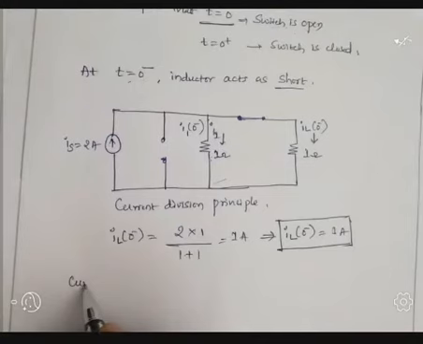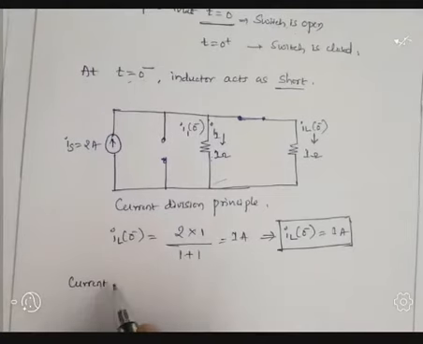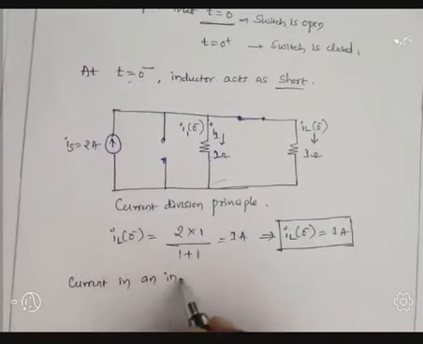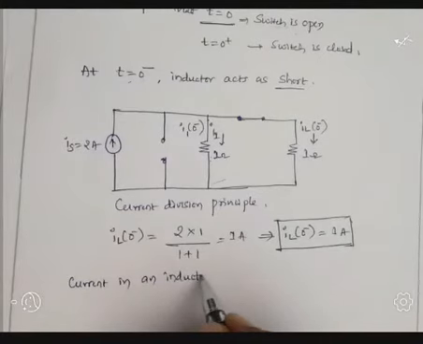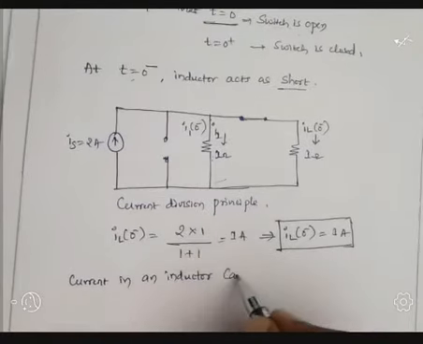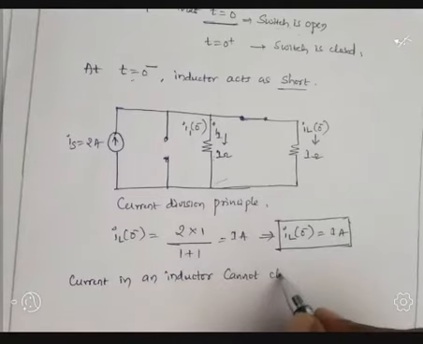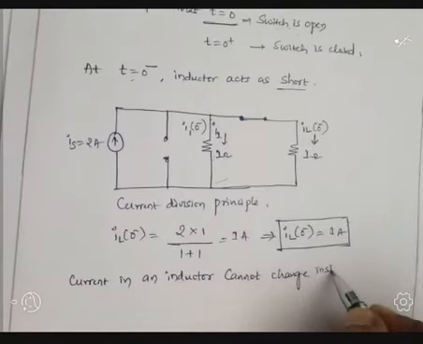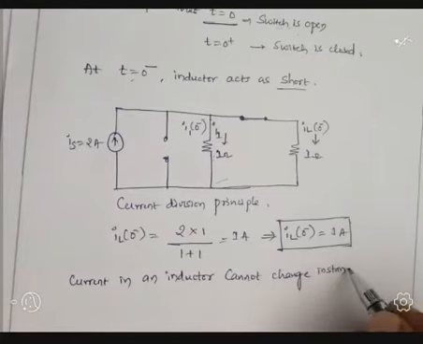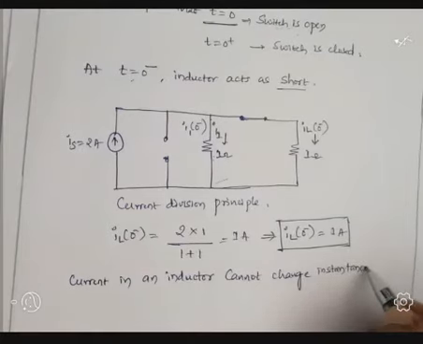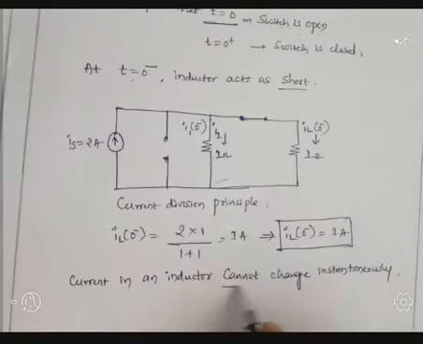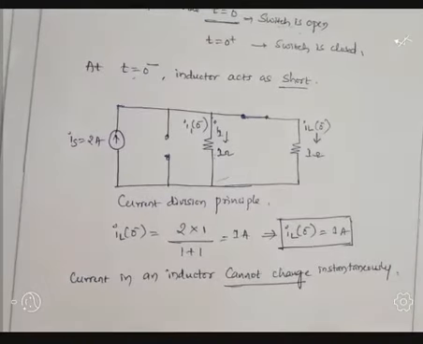Cannot change instantaneously, this point I will write here: current in an inductor cannot change instantaneously. It means the current through the inductor before and after the switching action is the same. Because of that reason we are writing cannot change instantaneously.